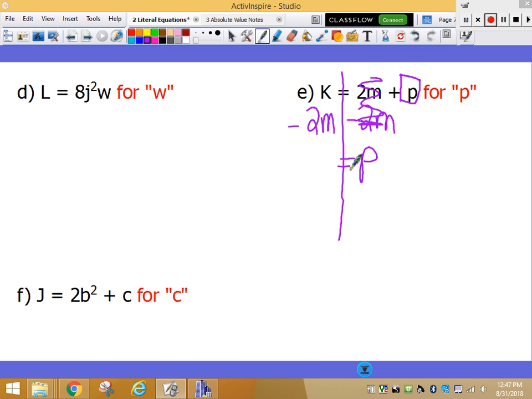Can I combine k minus 2m? No, you cannot. So I'm just going to rewrite k minus 2m. And that's it. P is now by itself, so we are good to go. We're not going to do f either.